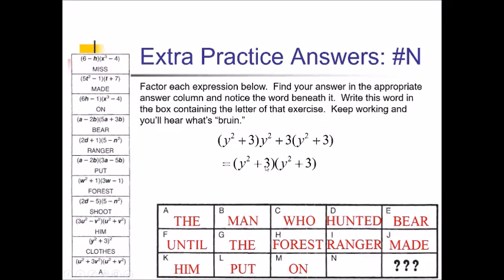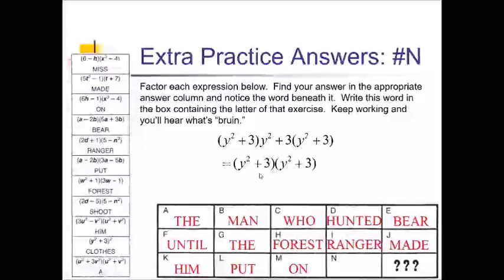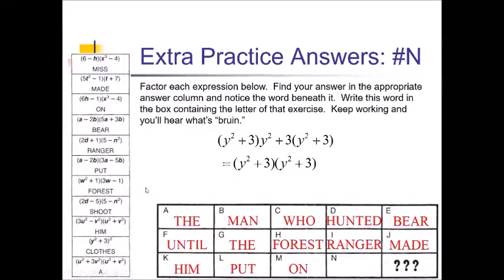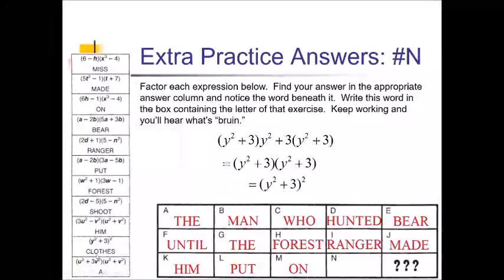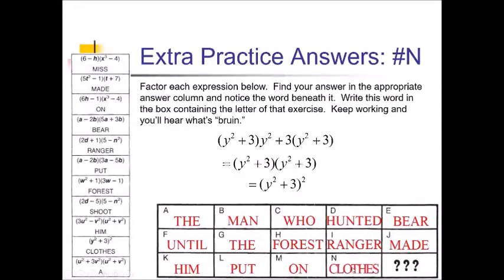We've got repeats here. So I'm looking for duplicates. Now, another way of writing this is you could write this as y squared plus 3 quantity squared. So that's actually going to be this choice here with the close. So we'll go with close for option N.